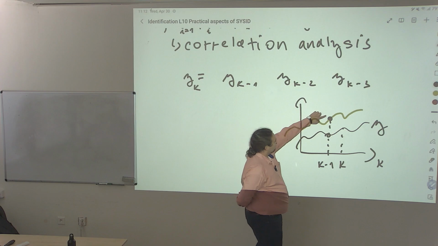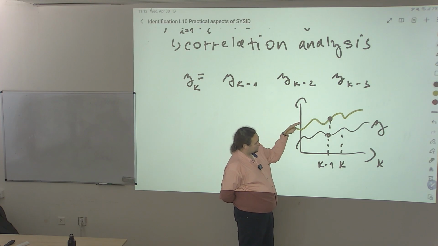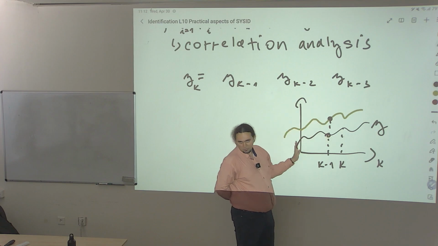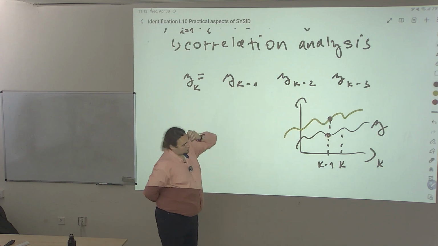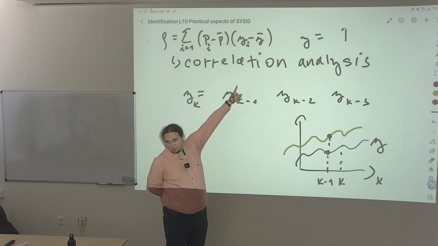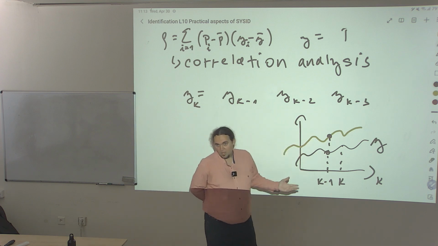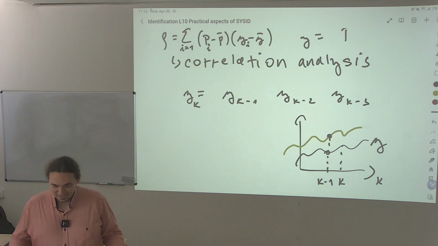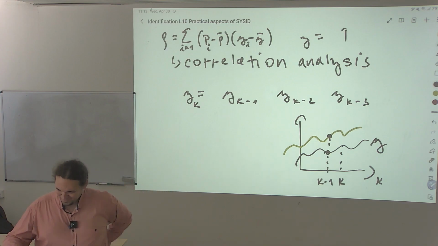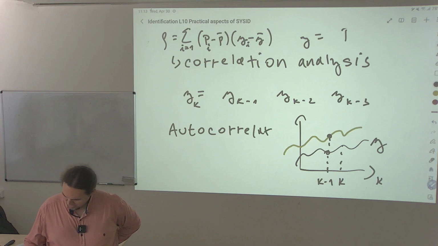And basically now, here we have the copy of the signal at time k, so it's just shifted. Now we can do basically the very same thing as we were doing with our pressure and the output. We can compute the correlation coefficient of the signal with itself. So this is where the name comes from, and this name is autocorrelation.